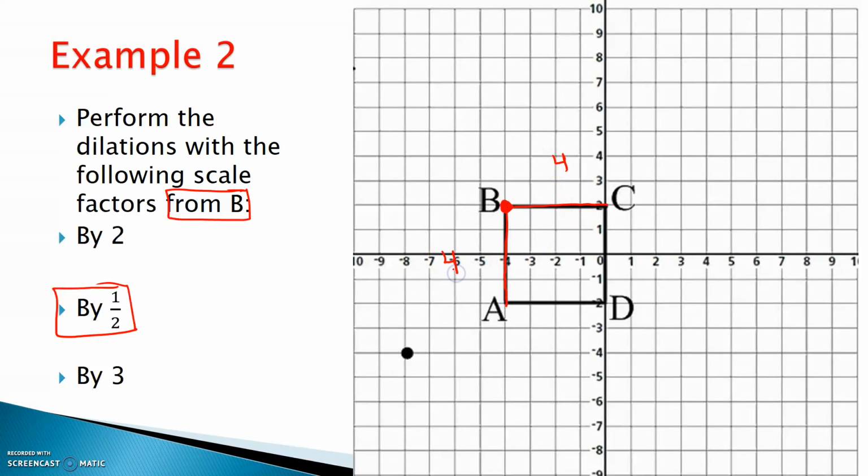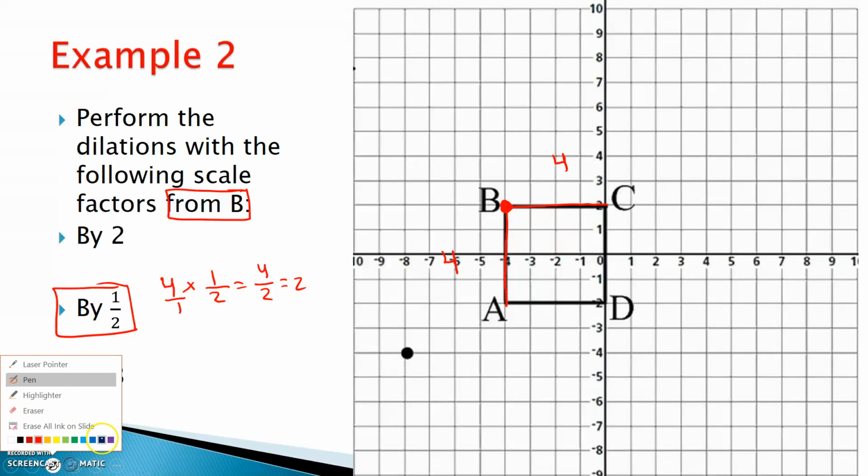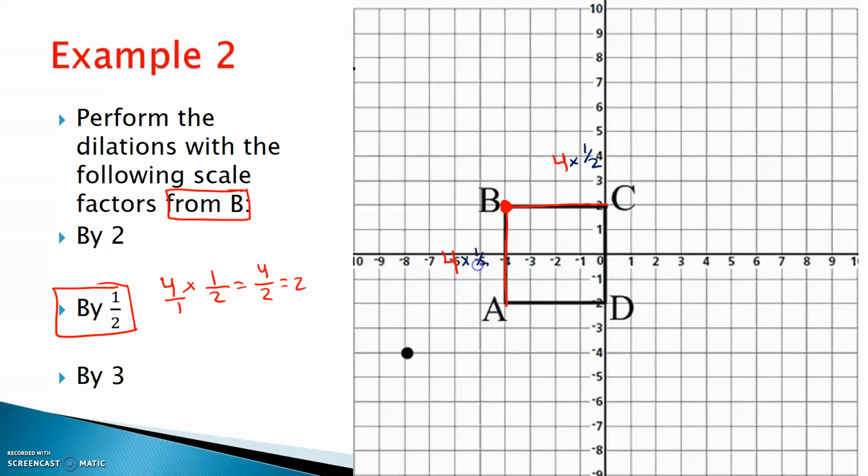Okay, but now I have to multiply by a scale factor of 1/2. So when I multiply 4 times 1/2, how do I do that? Remember, this is 4 over 1. Multiply across your numerator, across your denominator. That's 4 times 1, which is 4. 1 times 2 is 2. That is now 2. So when I multiplied this by 1/2, I ended up with a distance of 2. Same thing's going to happen over here. If I multiply by 1/2, I end up with a distance of 2.